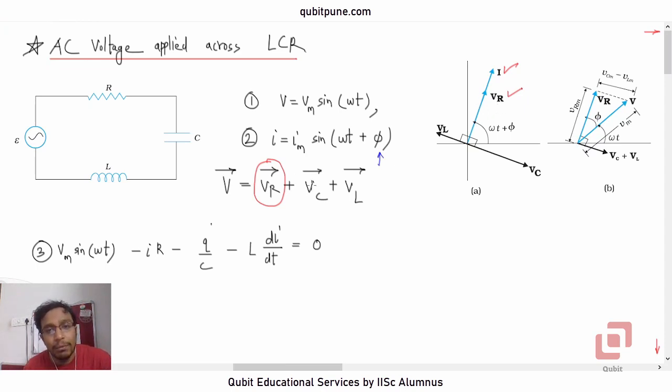Now, what should I do for VC and VL, these two phasors? I know that in a purely capacitive circuit, current leads voltage. So I must show the VC phasor to the right of the VR phasor or the current phasor, and similarly the inductor phasor should be shown ahead, because there the current leads the voltage. Have you understood this figure or no?